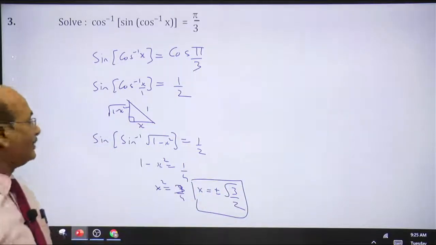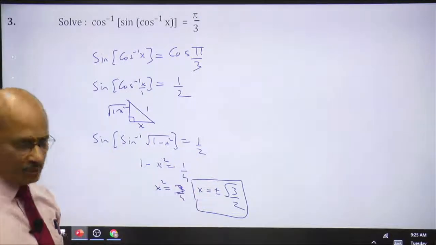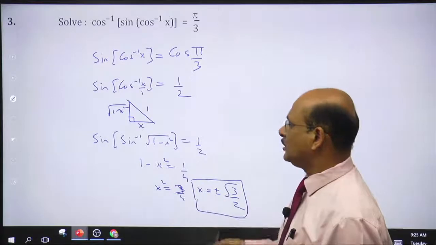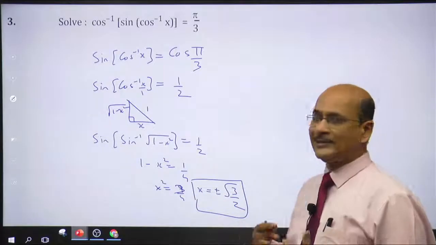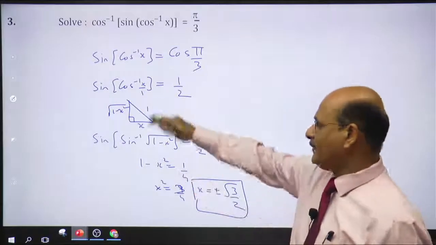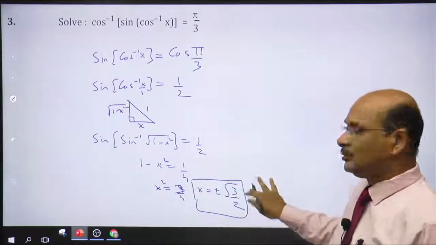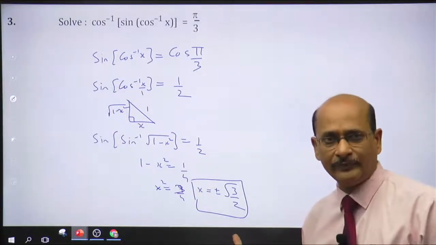Now you might ask me, why did I do this? Can I take sine that side? You can take it, but you will get only one answer, plus root 3 by 2. But in some questions you get a dual answer. Keep that in mind. So my suggestion is, the end part you work out with the simplification skill. Once you do this, you have to decide whether you have to accept both the answers or not.